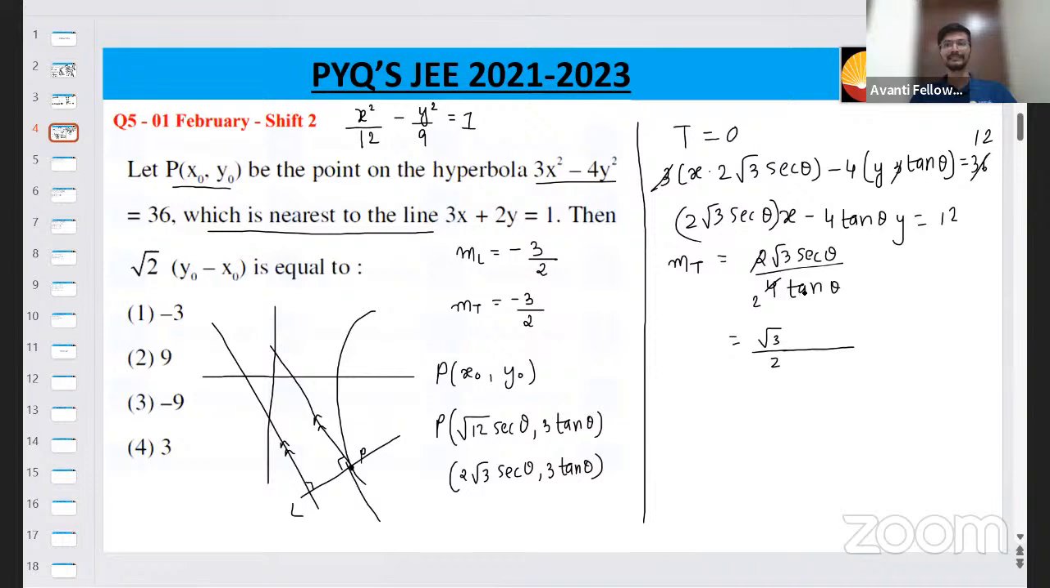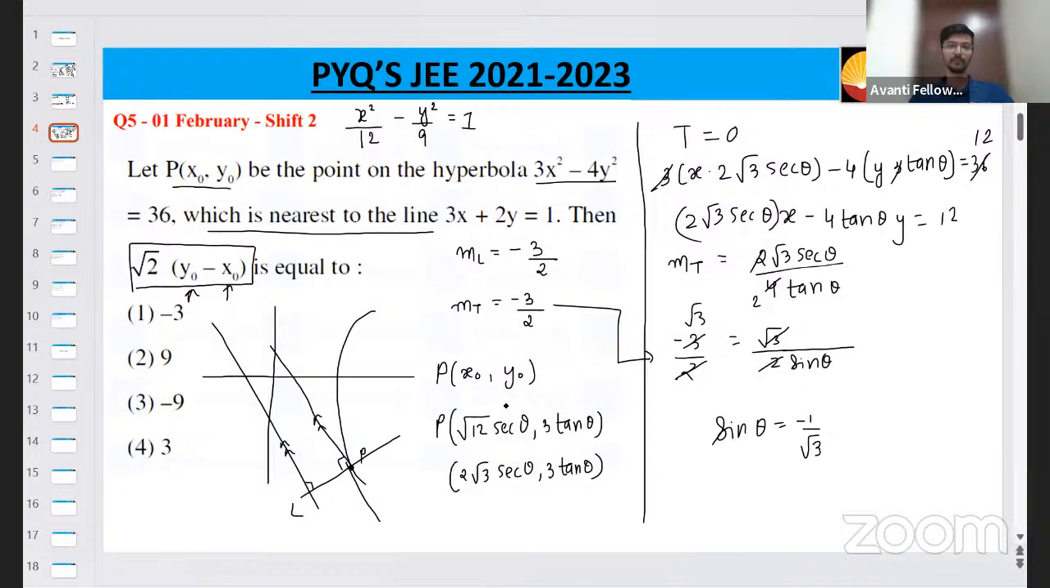Root 3 by 2, tan is sine upon cos. So we'll get root 3 by 2 sine theta, which is equal to minus 3 by 2 from here. So we can cancel out 2, we can cancel out root 3. Correct? So we'll get sine theta as minus 1 by root 3. We need the coordinates of x0 and y0, right? Then we'll be able to find this value. What is x0? x0 is 2 root 3 sec theta, y0 is root 3 tan theta. Correct? So let's find the value.